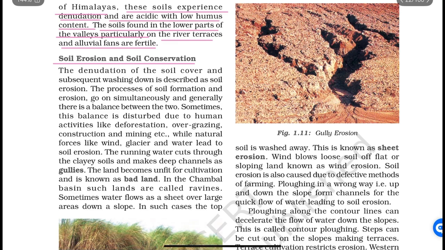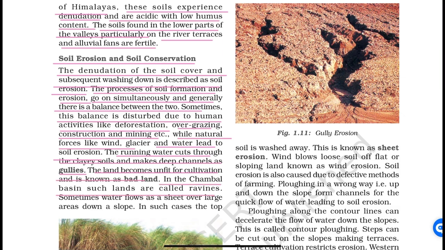Soil erosion and soil conservation. The denudation of soil cover and subsequent washing down is described as soil erosion. The process of soil formation and erosion occurs simultaneously, and generally there is a balance between the two. Sometimes this balance is disturbed due to human activities like deforestation, overgrazing, construction, and mining, while natural forces like wind, glacier, and water also lead to soil erosion. The running water cuts through the clay soils and makes deep channels as gullies. The land becomes unfit for cultivation and is known as bad land. In the Chambal Basin, such lands are called ravines.